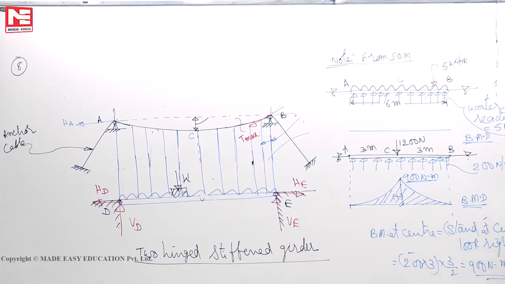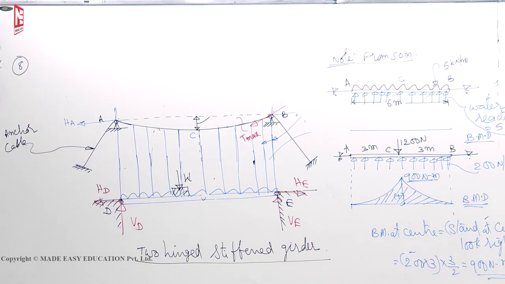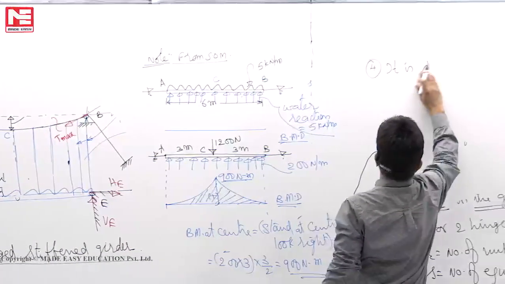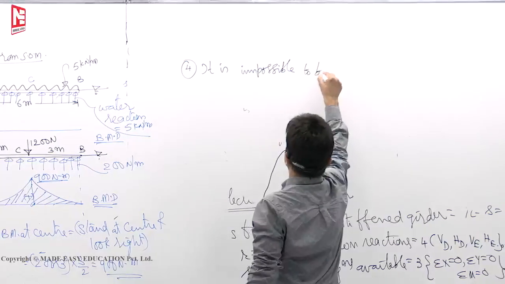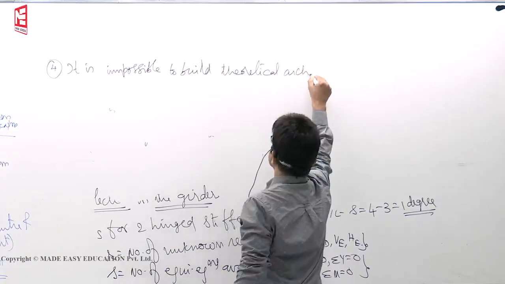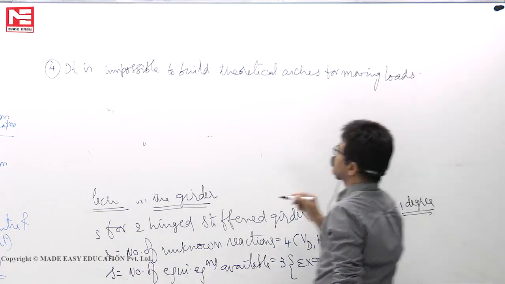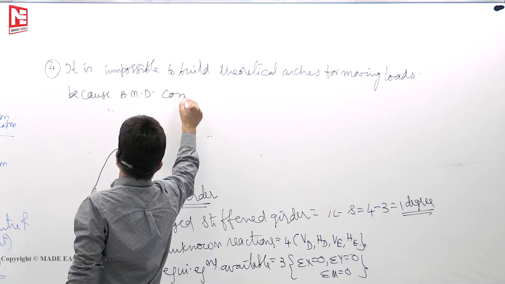Next point is this one. Fourth point we'll write: it is impossible to build theoretical arches for moving loads, because the bending moment diagram continuously changes.